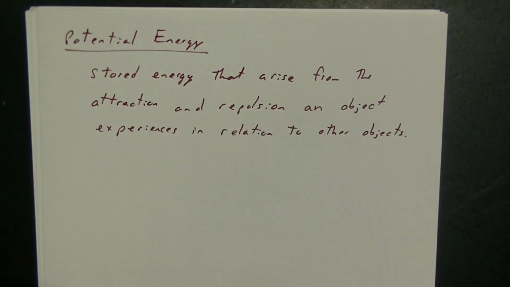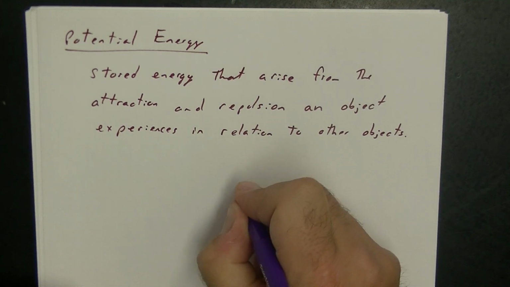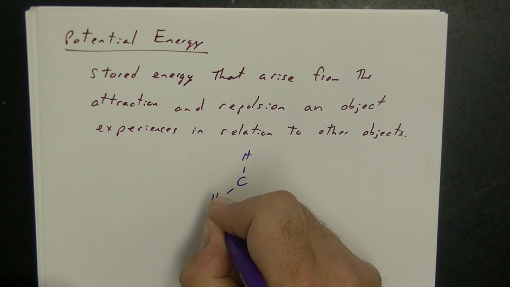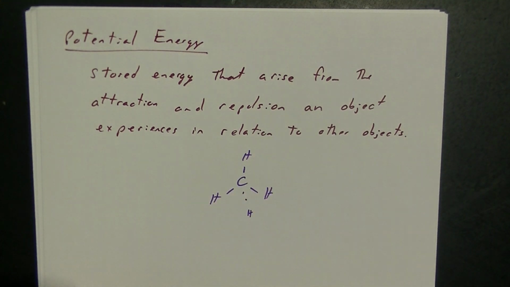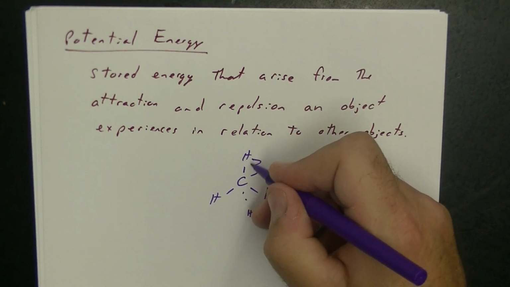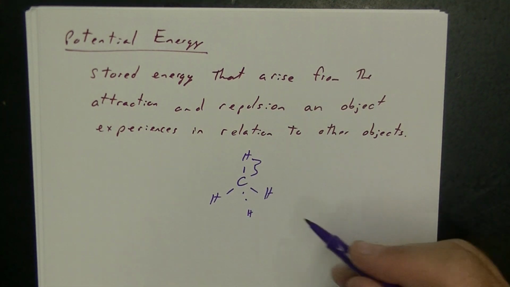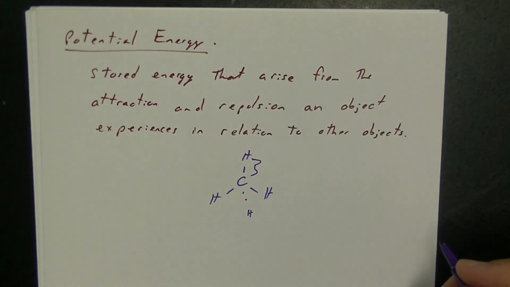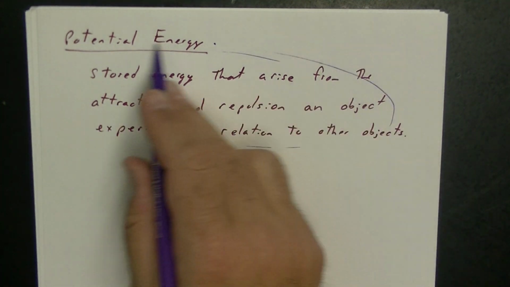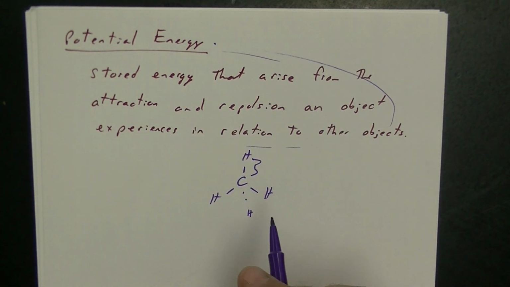So for example, let's say that we have a molecule of methane. There is an interaction, there's a bond between the hydrogen and the carbon. This is storing energy. There's an attractive force between this carbon and hydrogen, and that attractive force is actually storing energy. If we're storing energy, that is potential energy. So we're using a little bit different definition of potential energy.